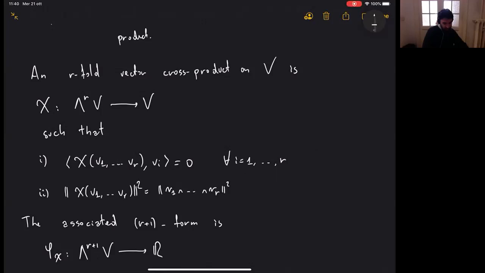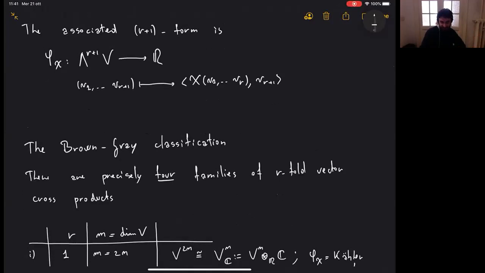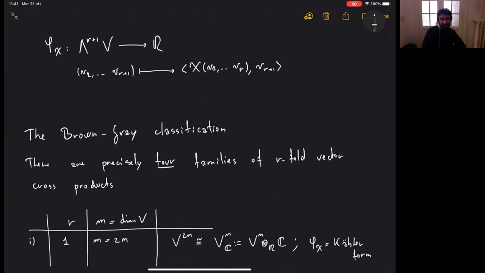The multiplication by the imaginary unit, let us call it J, as is usual, over complex numbers seen as R2, has this property. And indeed, the first family shows that when R is 1, this is essentially the only possibility. So when R is 1, a one-fold cross product is precisely a complex structure. So in this case, the dimension of the real vector space has to be even, and it is the complexification of a real vector space of half its dimension.